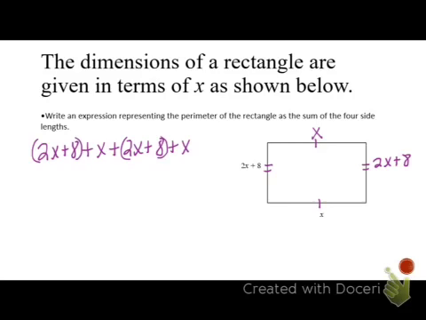All perimeter expressions should reduce to the same perimeter, which in this case covers 2 x's on this side, 2 x's on this side, 1x here, and 1x here. So you have a total of 6 x's, and 8 here and 8 here, giving you a total of 16. So any perimeter expression that you have should reduce to 6x plus 16.